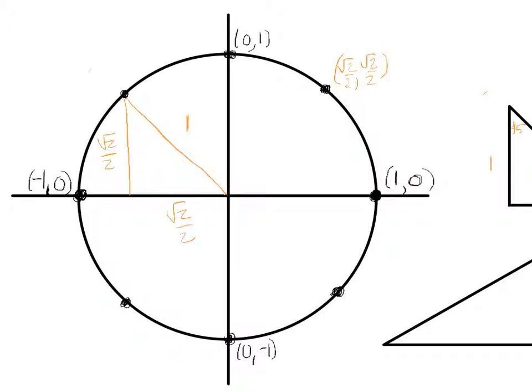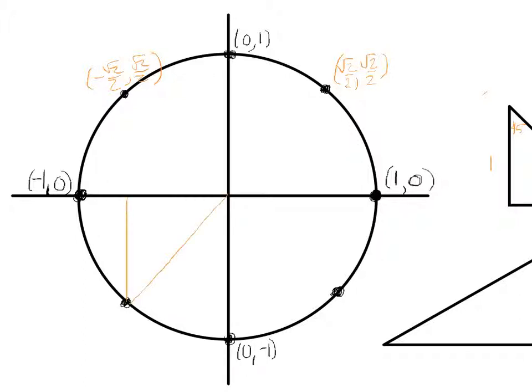So this time my x value is still root 2 over 2, but I'm in the negative direction, so it's negative root 2 over 2. And my y value is going to be a positive root 2 over 2. So that'll be that point. And we're going to keep on placing this triangle all the way around. Now we'll go to the third quadrant.